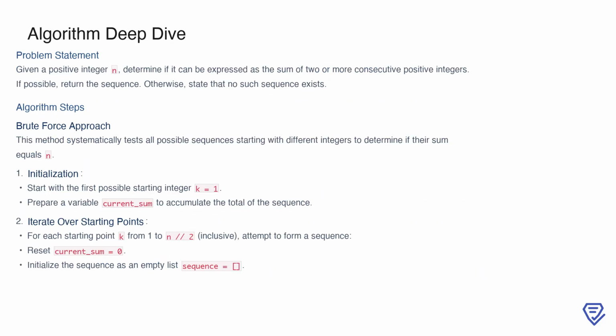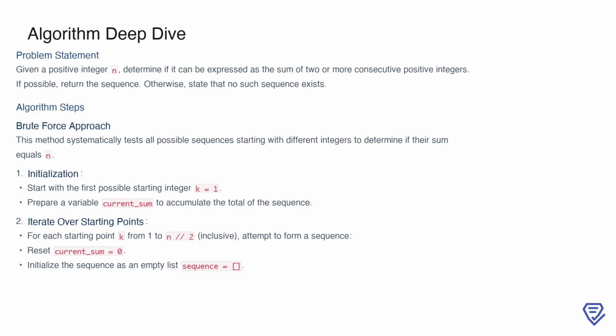To begin, the problem asks us to determine if a given positive integer, n, can be expressed as the sum of two or more consecutive positive integers. If such a sequence exists, we need to return it, otherwise, we should indicate that no valid sequence can be formed. One straightforward way to approach this is with a brute force method, where we systematically test all possible sequences starting at different integers to see if any sum matches n.